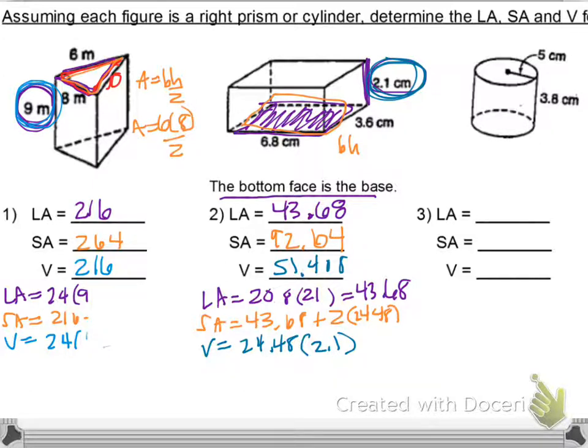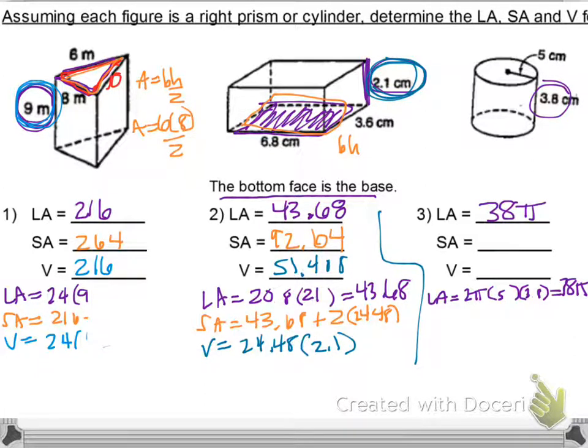Okay, number 3. Here we have a cylinder. And so cylinder is pretty straightforward. So the lateral area of a cylinder is going to be 2 pi r times h. So I come up here and I can see the radius is 5, and I see that the height, again, that's what's connecting your two bases, is 3.8. And so when I multiply all that out, I get 38 pi.